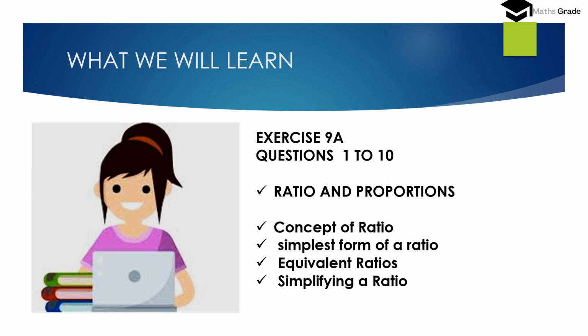Today we will learn and solve exercise 9a, questions 1 to 10 of chapter 9. Chapter name is Ratio, Proportion and Unitary Method. And topics are concept of ratio, simplest form of a ratio, equivalent ratios, and simplifying ratios. Let's solve some questions.